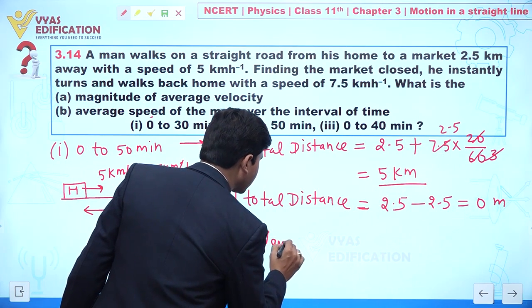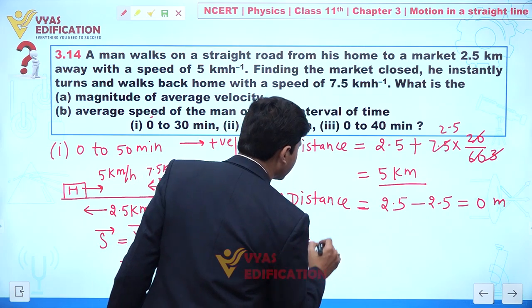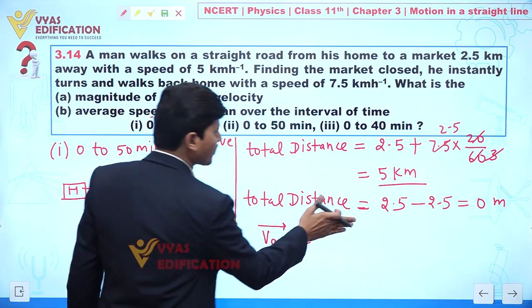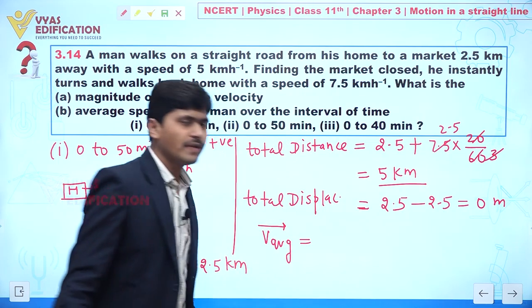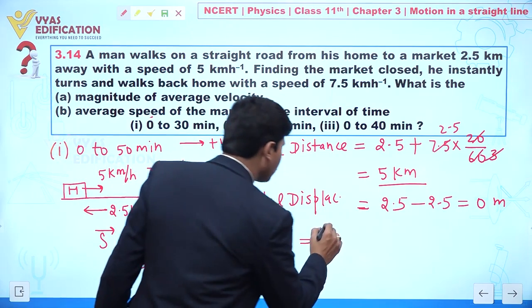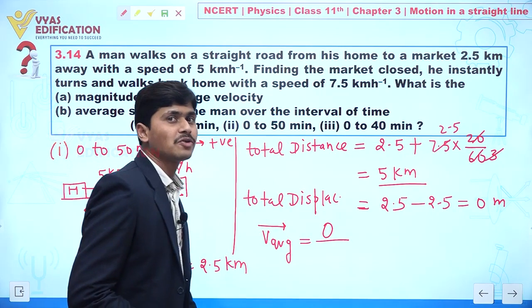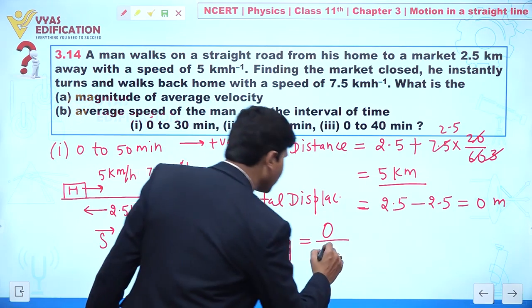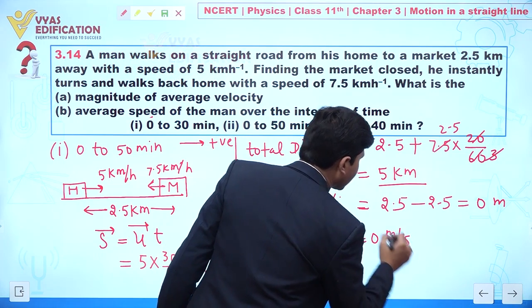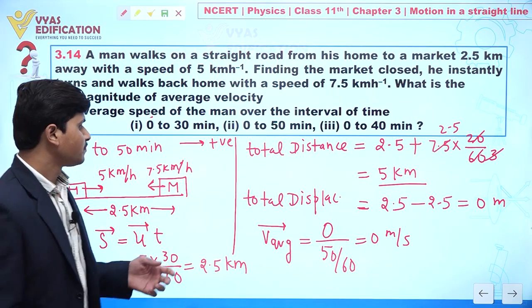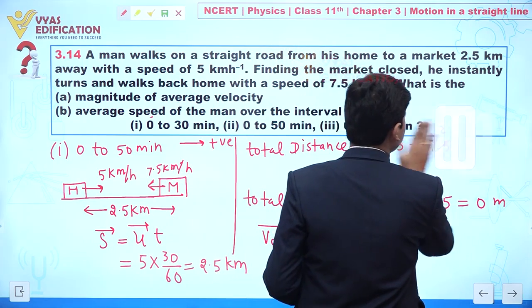So if we find the average velocity, the average velocity is equal to total displacement upon total time. Clear? Total displacement we have 0 and total time taken is 50 minutes. So we can write 50/60, and this is equal to 0 meter per second. Clear to everyone?